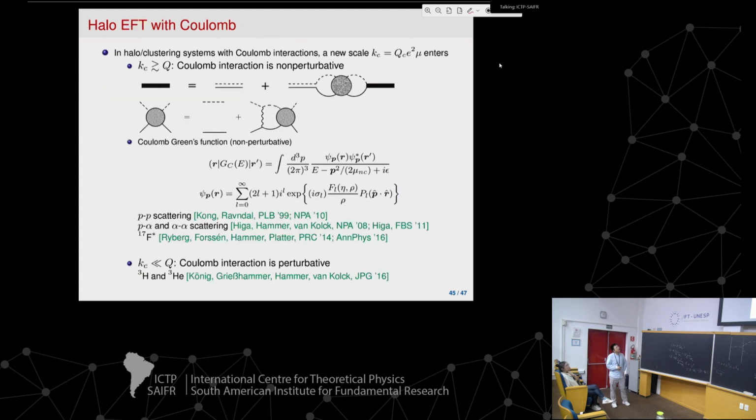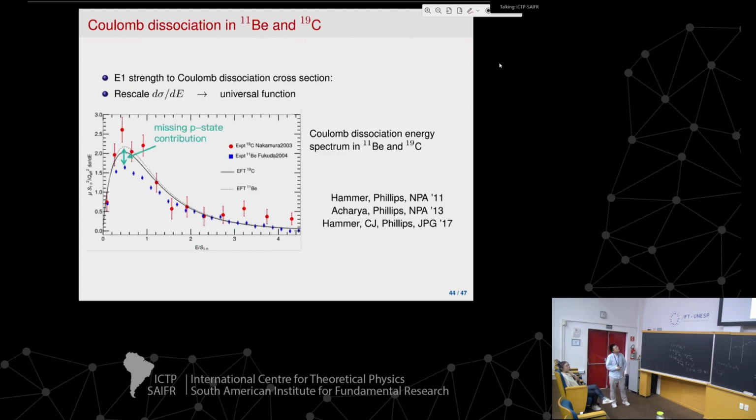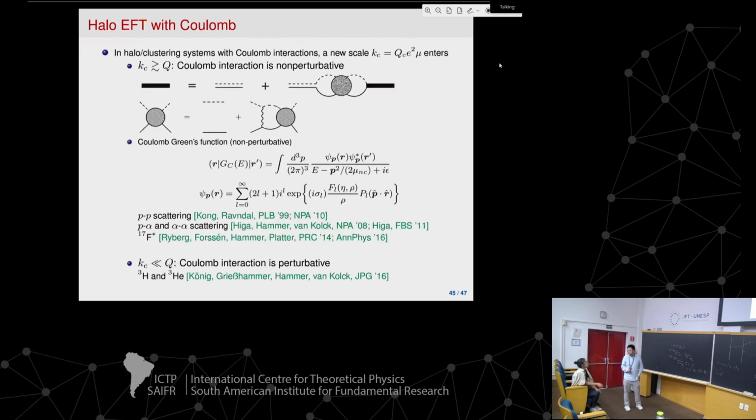Okay, so that's the discussion about one-neutron halos. Any questions? I think I only have a couple of slides after that. A few more slides, yeah, a couple more.